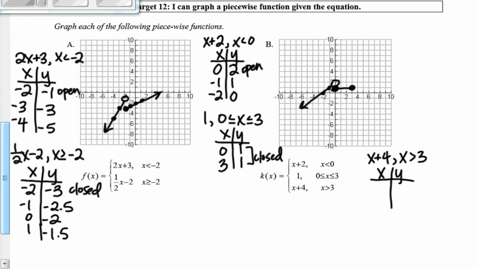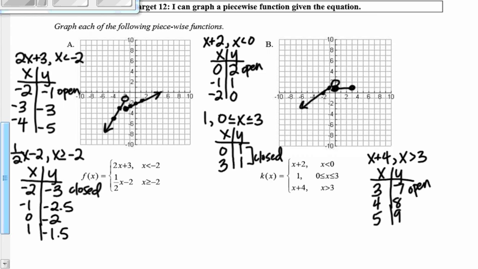Since there's a 3 in the inequality, I'm going to use 3 first. Then I picked 4 and 5 because those values are greater than 3, so x is greater than 3. If I plug in a 3, I get out a 7. If I plug in a 4, I get out an 8. If I plug in a 5, I get out a 9. And then again, just think about if your first point is open or closed, and this one is open.